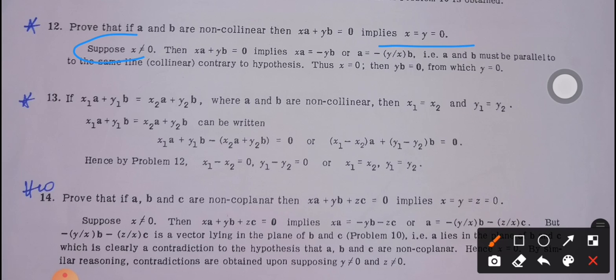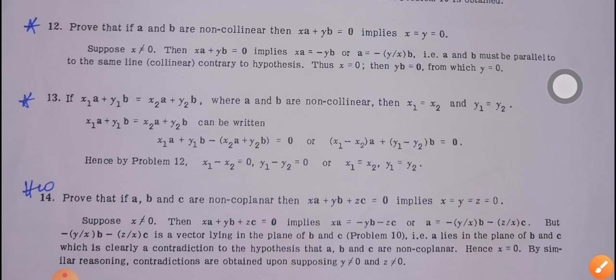If x is not equal to 0, it means it can be in the denominator, it can be divided. So in this equation we can write that xa is equal to minus y times b, or the vector a is equal to negative y over x times b. Because x is not equal to 0, this is a valid statement, otherwise it will not be a valid statement.